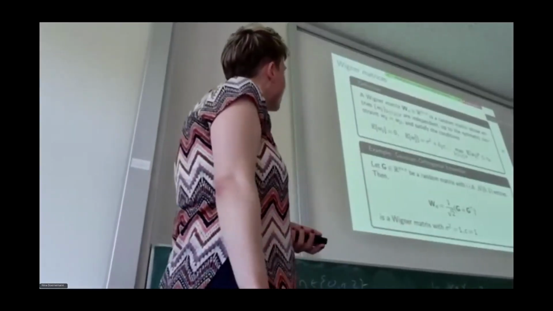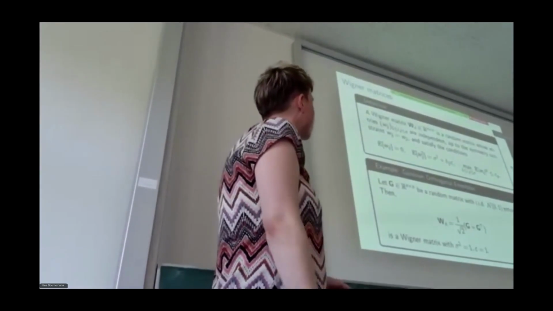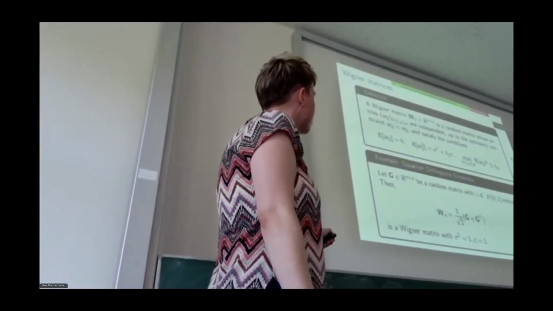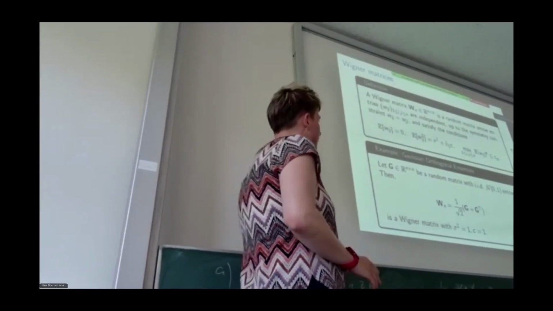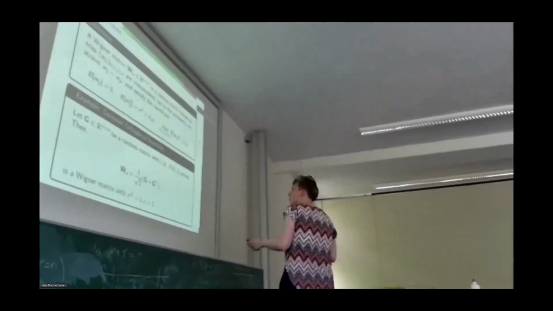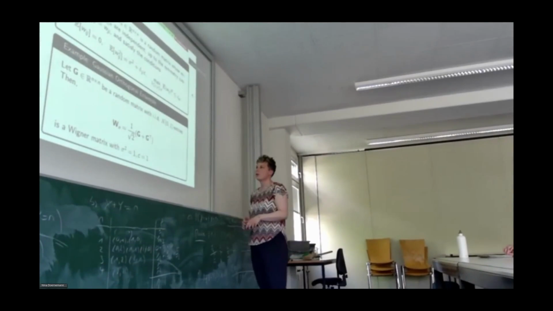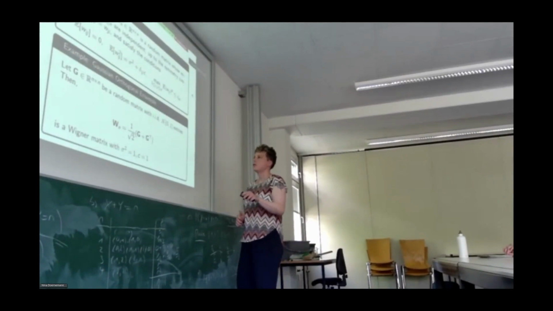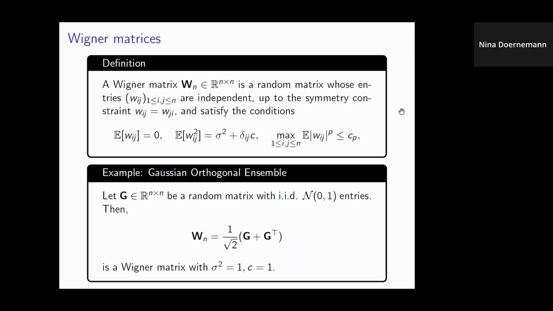Okay, this is the Wigner matrix, and something that you can always think about is the Gaussian case, the so-called Gaussian orthogonal ensemble, or GOE. This basically consists of a symmetrized version of a matrix with IID entries. So I take the matrix plus its transpose, and then if I do the normalization, it is easy to see that this is indeed a Wigner matrix, and the normalization will cause the sigma squared and c both.